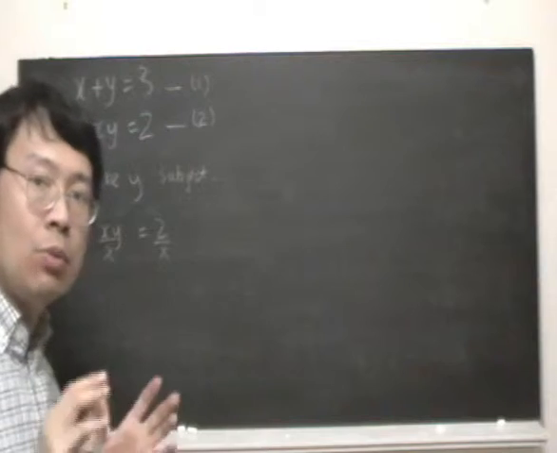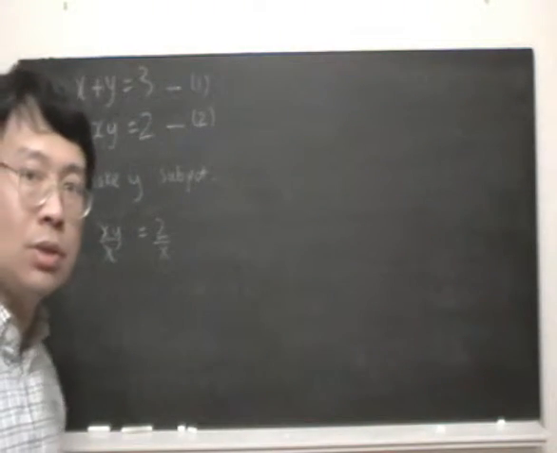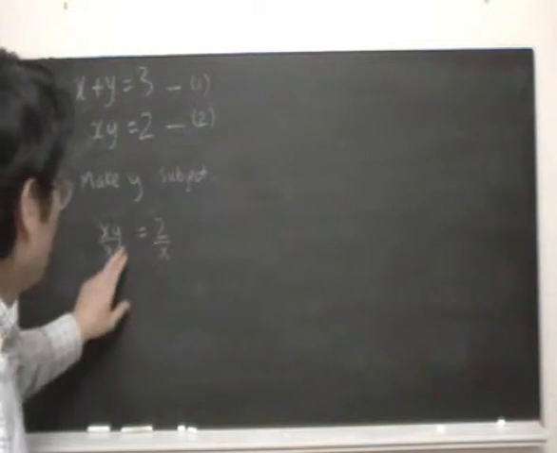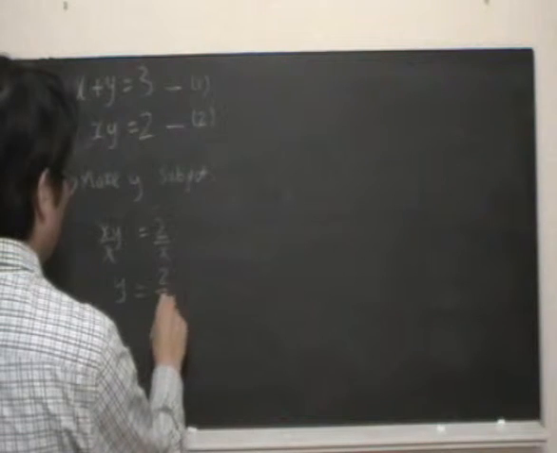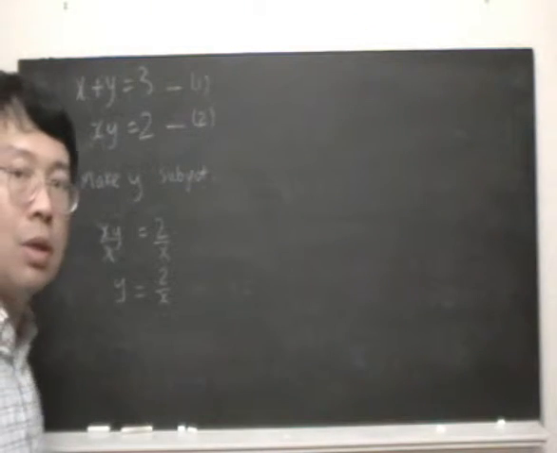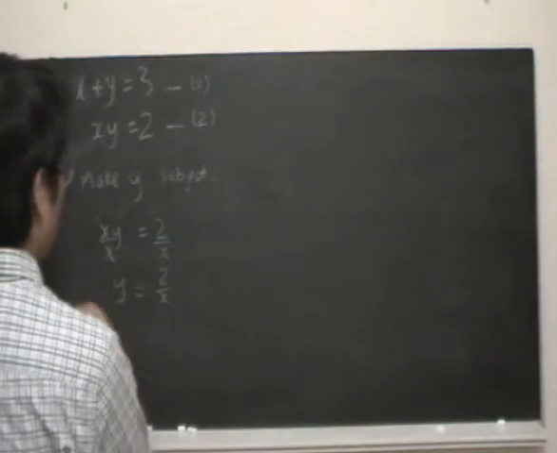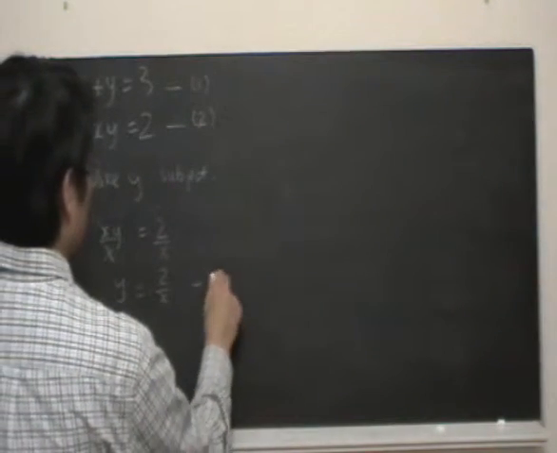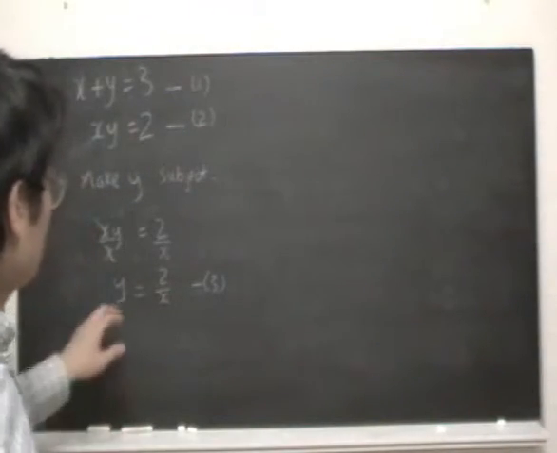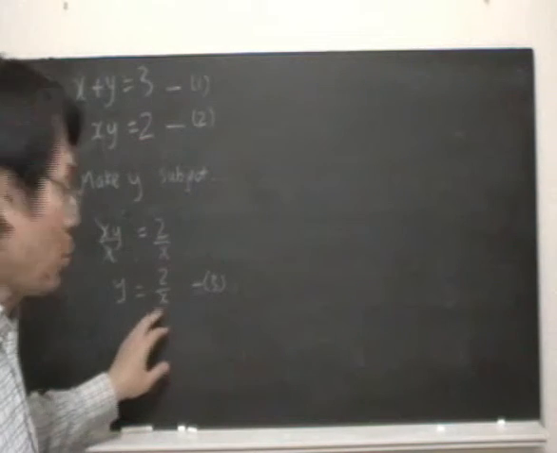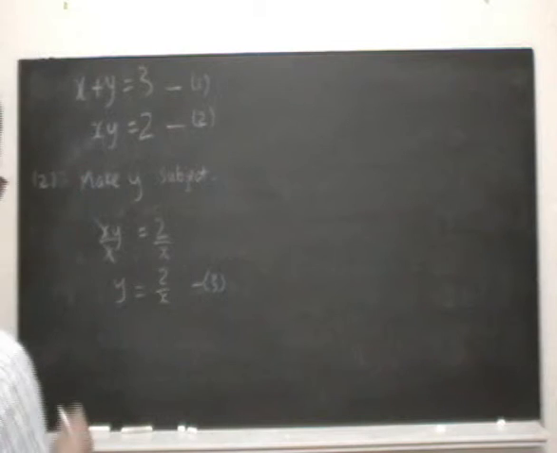And you can see that when I do that, the x and the x cancel, so that only y is left. So y is equal to 2 over x. So this is a new arrangement. We have just made y the subject. I'll call the equation 3. And the next step is to substitute this expression for y into the first equation.